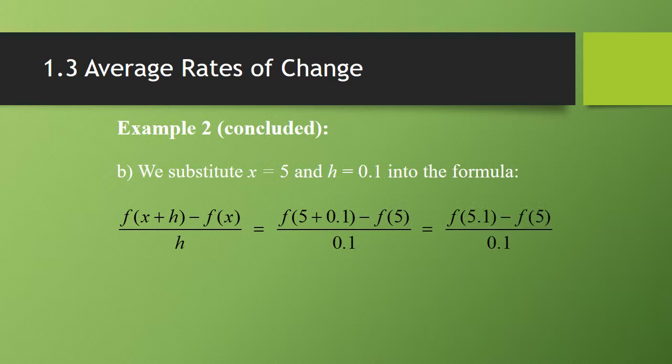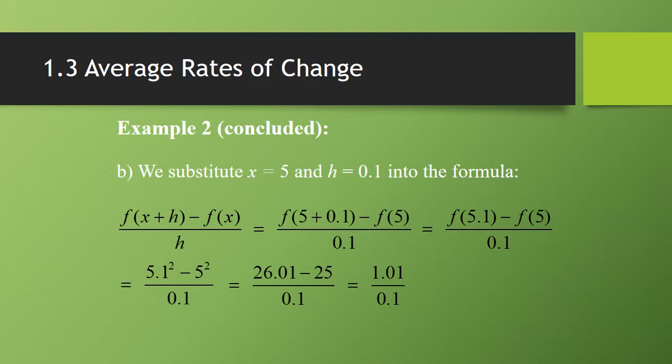We're going to put in 5 for x and 0.1 for h. And we're going to square them because our formula is f of x equals x squared. And we get 26.01 minus 25 over 0.1. 1.01 over 0.1, and that gives us 10.1.